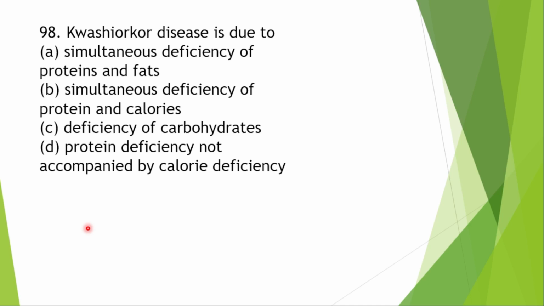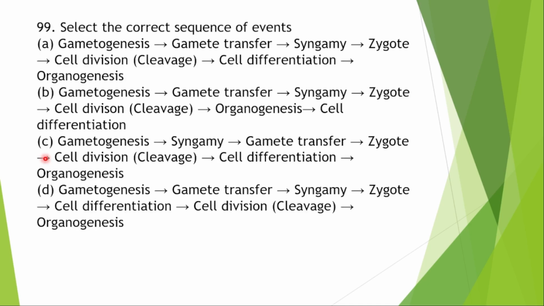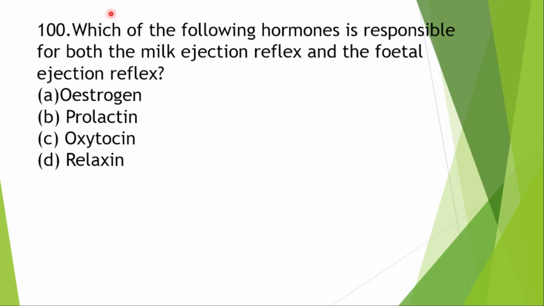Next, 98th one. Kwashiorkor disease is due to simultaneous deficiency of protein and fat, simultaneous deficiency of protein and calories, deficiency of carbohydrates, or protein deficiency not accompanied by calorie deficiency. So here the right option is option D. Next question, that is 99th one. Select the correct sequence of events. A. Gametogenesis, gamete transfer, syngamy, zygote, cell division, cell differentiation, and organization. This one itself is right.